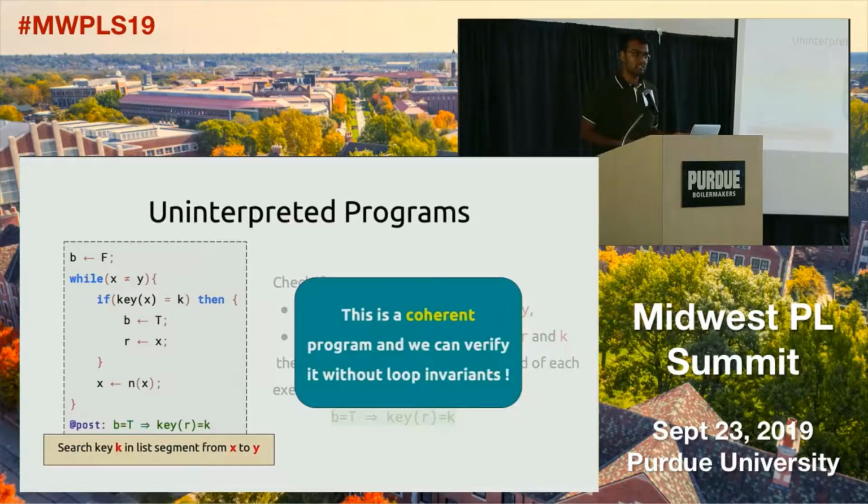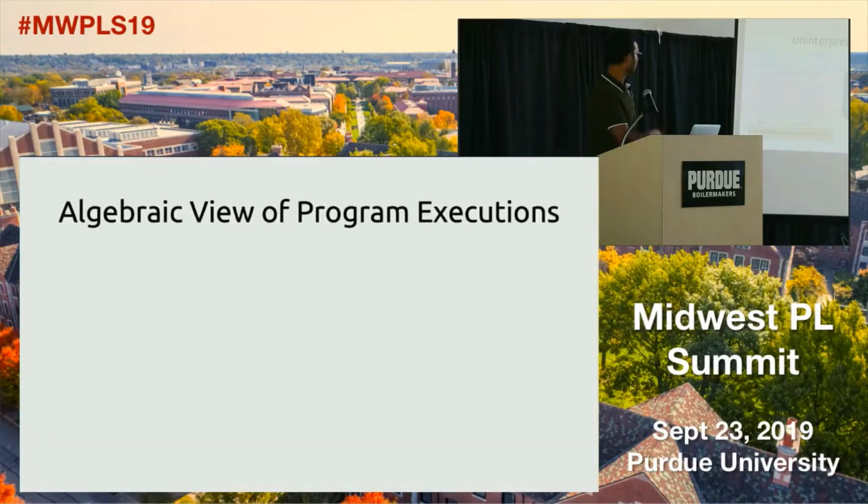It turns out that this is a coherent program, and this is the class of programs that we can verify. So this program can be verified without any loop invariants. We know that in general, verifying programs is an undecidable problem. But this class of programs called coherent programs admits decidability. Before we delve into the definition, let's look at this algebraic view of program executions, and that will help us understand the definition.